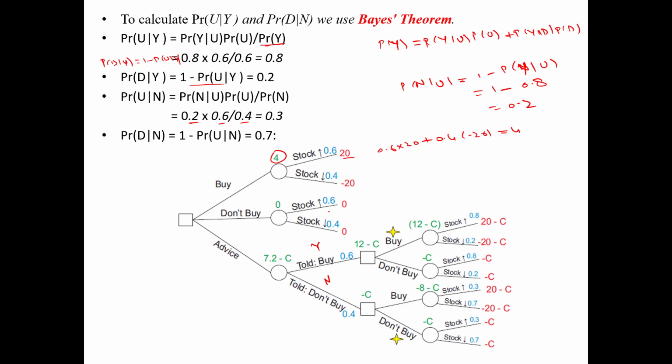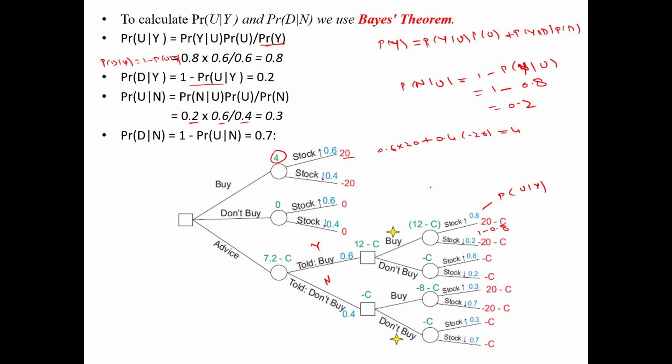Okay, as I already mentioned, don't buy, because you are not going to invest, so it will not affect the whole thing. But this is very, very important if you go for advice. So we have already calculated the probability of up given that he says yes. What will this be? 0.2, 1 minus 0.8. So this is 0.2.